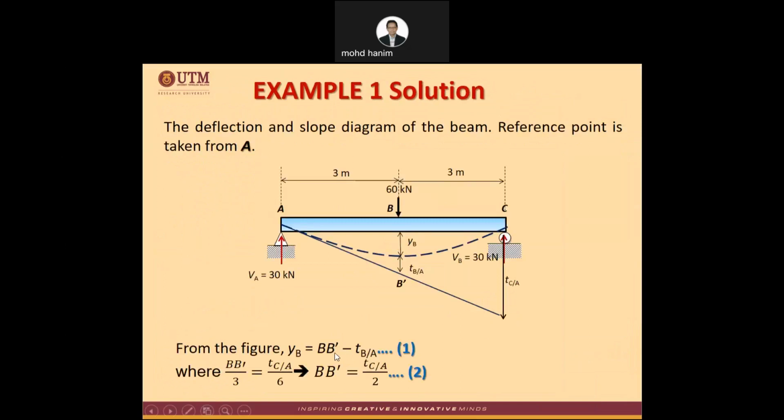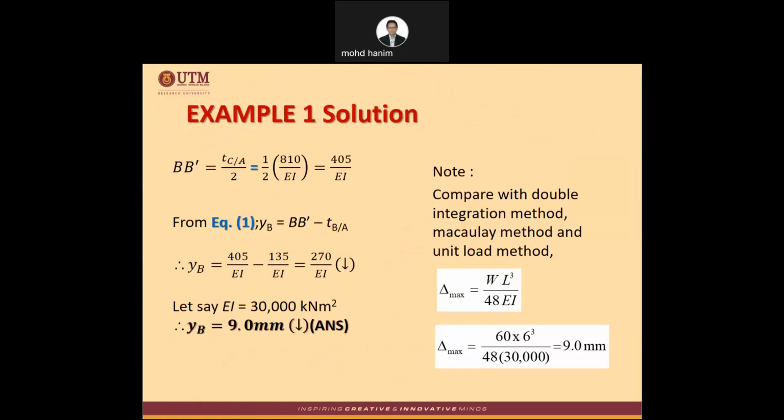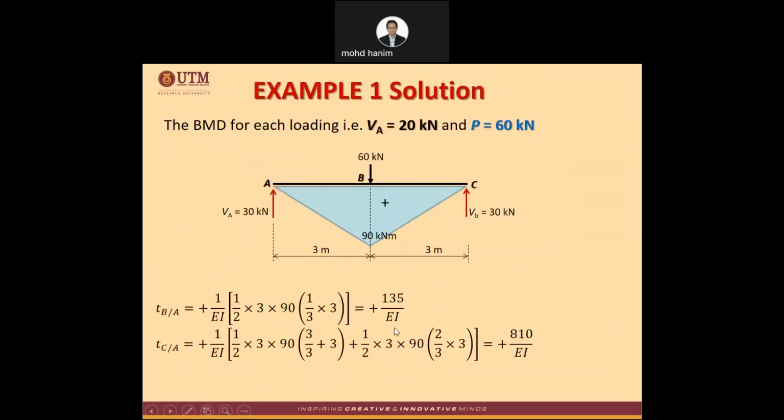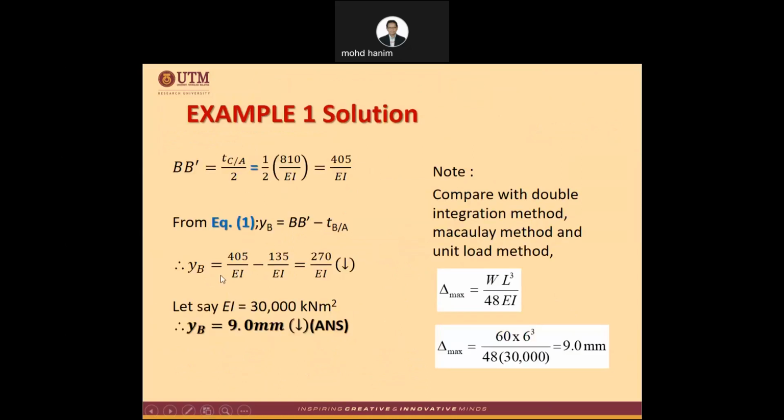YB equal to BB dash minus TBA. Okay. But BB dash equal to 405 over EI. Therefore, YB equal to BB dash minus TBA here. And what is TBA? 135 over EI. Therefore, YB equal to 270 divided by EI.